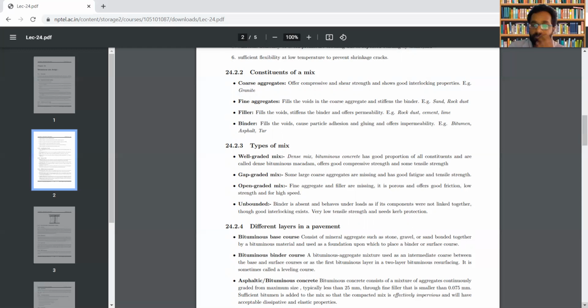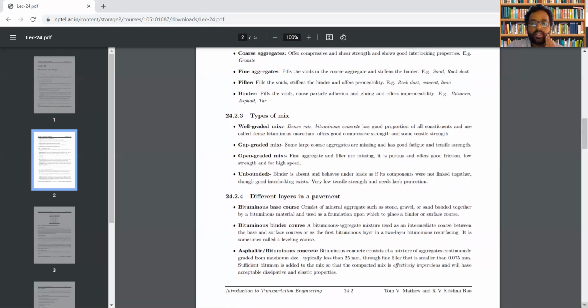Next one is bituminous binder course. A bituminous aggregate mixture, that is, a mixture of bituminous material and aggregate, is used as an intermediate course between the surface course and the base course. Or in case there are two bituminous layers, the first bituminous layer will be called the bituminous binder course. In some cases, it is also called a leveling course.